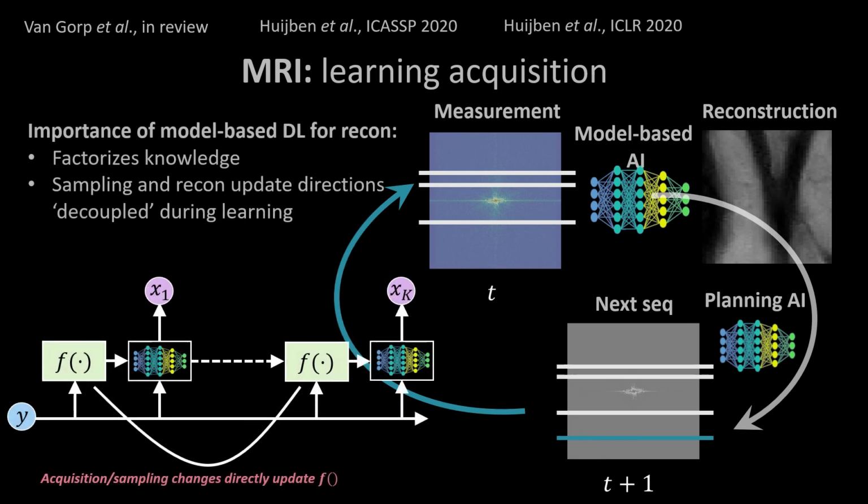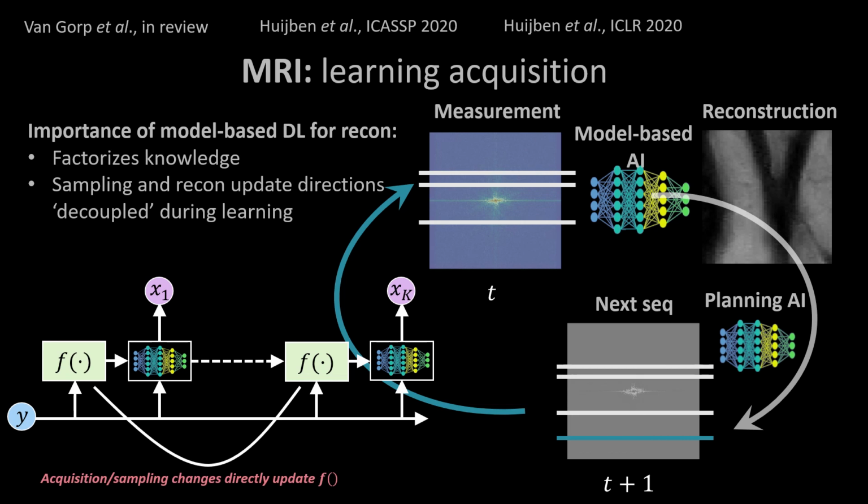Now here, just to emphasize again the importance of using model-based deep learning, in particular for these kinds of applications. Because if you use a model-based deep network, then this very elegantly factorizes your knowledge, in the sense that sampling and reconstruction update directions are decoupled during training.